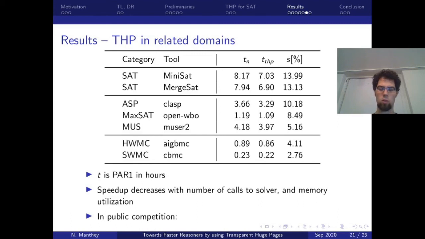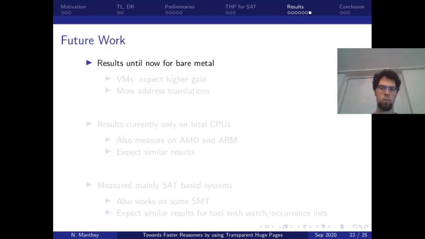And we also showed in a public competition, the 2019 Hardware Model Checking Competition, that if you use huge pages instead of small pages, you can get a speedup of about 5%.